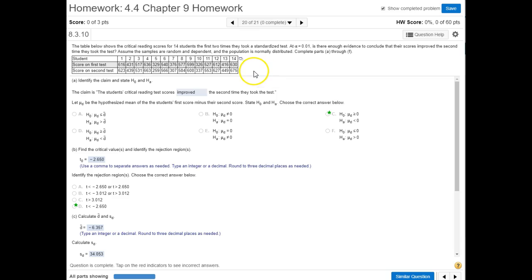For this one, we have a different type of set of data. First off, we have raw data. But the main difference is that there's a natural pairing. So student one, we have a first test score, second test score. So there's a natural pairing, a dependence based on the before and after of each student. So each student has two scores. So the dependence by the student.